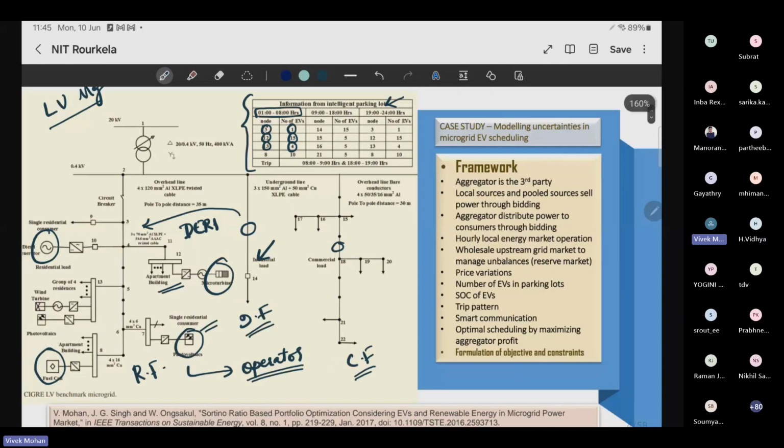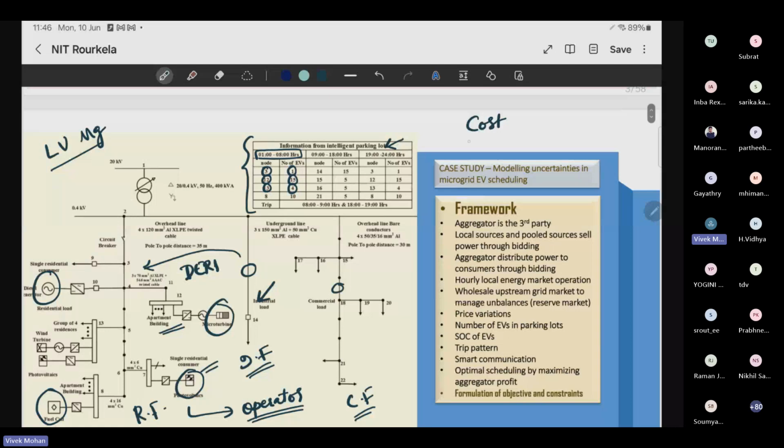Now based on this, if we are trying to formulate an optimization problem or an objective, what could be the objective? Either it can be cost or it can be profit. These are economic objectives. Or if we go with the technical objective, then we can have network losses or voltage deviation minimization. Voltage deviation means V actual minus V nominal. So we need to minimize this particular deviation. So it depends on which factor we are emphasizing more. Based on that, we'll do it.